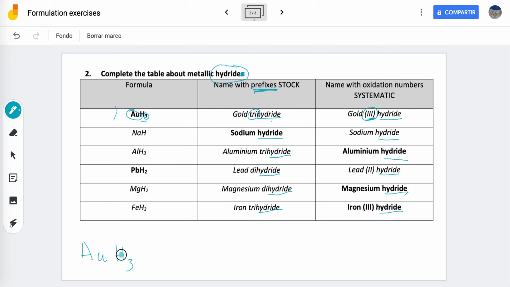Okay, good. So we use here 3, and here it will be a 1. I will write it with this. It will be a 1 here, but we don't write it. We don't write it. So the oxidation numbers will be 3 in this case, and here it will be -1.